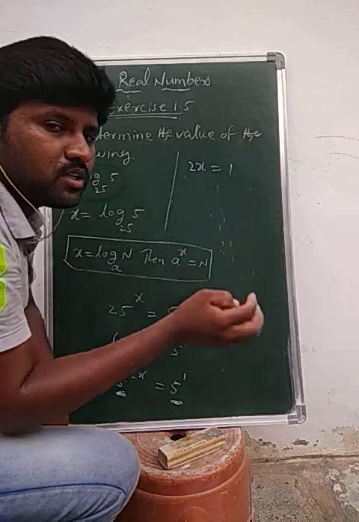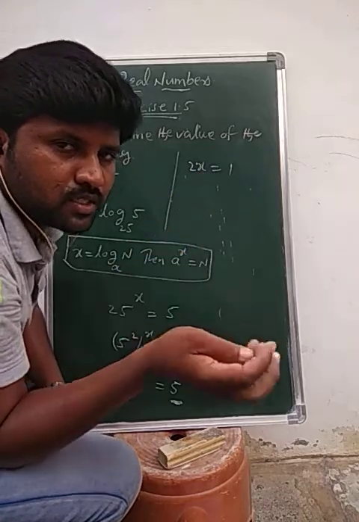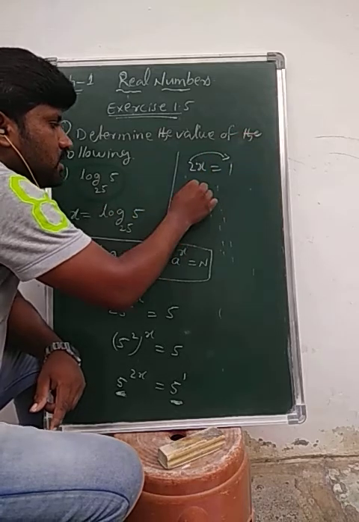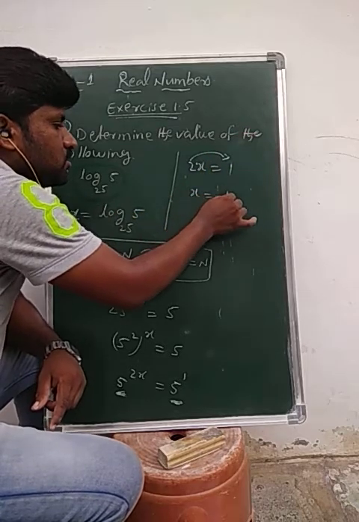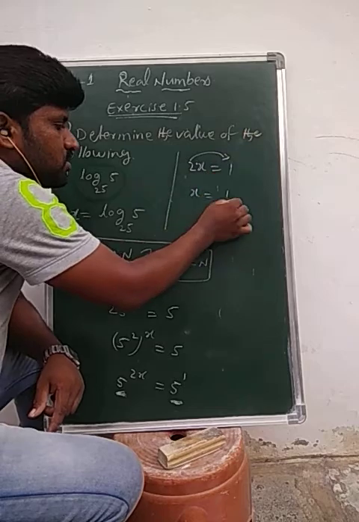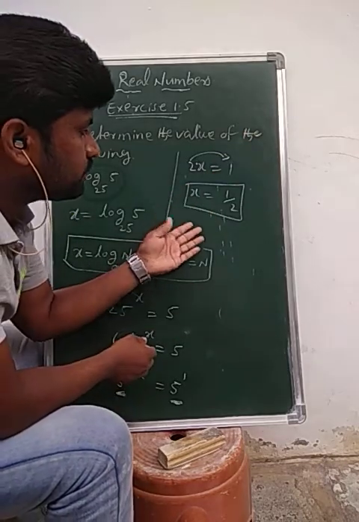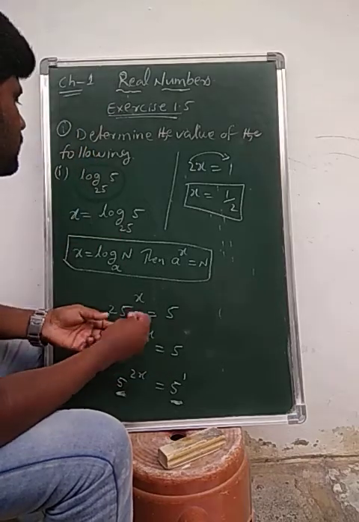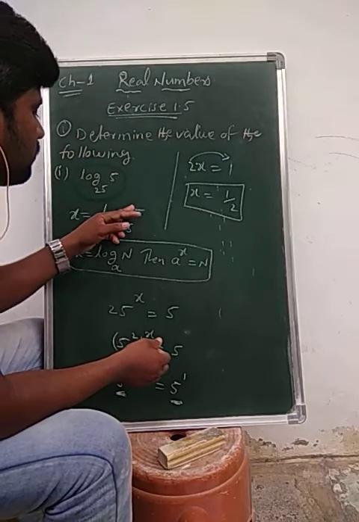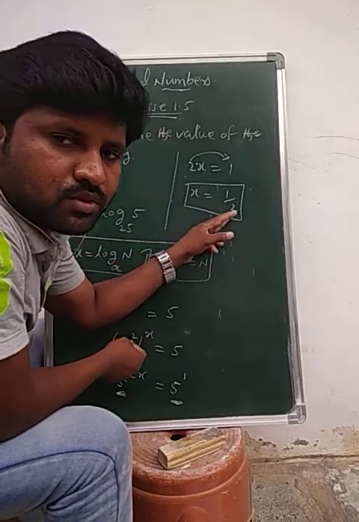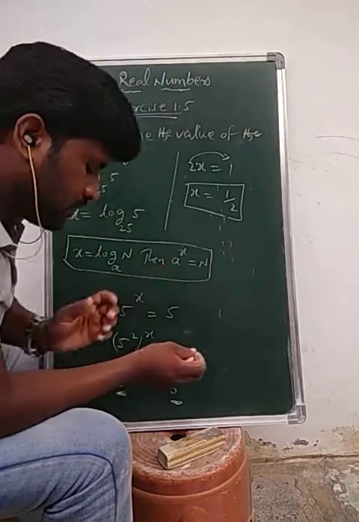Now 2x is equal to 1. 2x is nothing but 2 into x. So transposing 2 to the RHS, multiplication becomes division, and x is equal to 1 by 2. Now this is the value of the following. Then we can say that log of 5 to the base 25 is equal to 1 by 2. So this is the value.